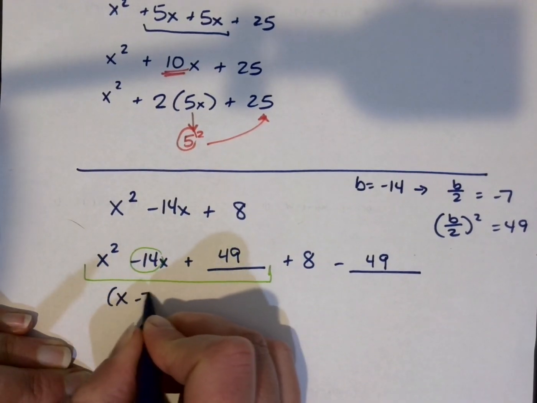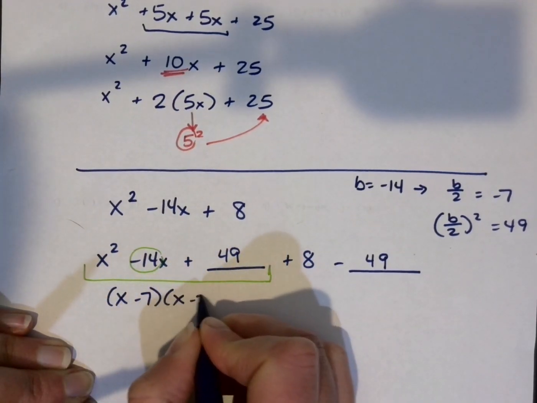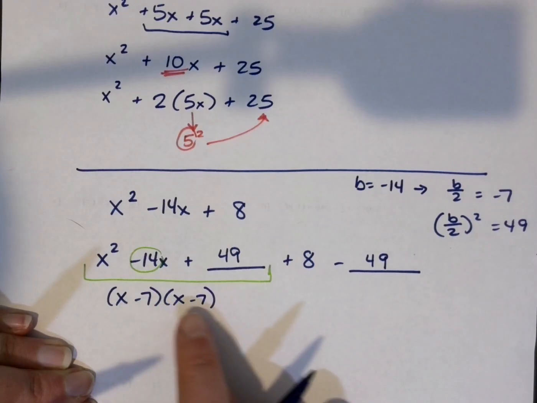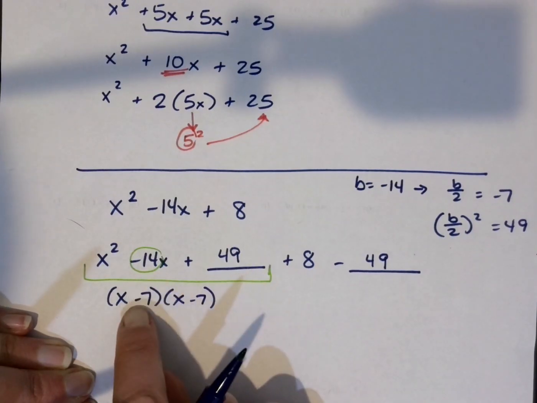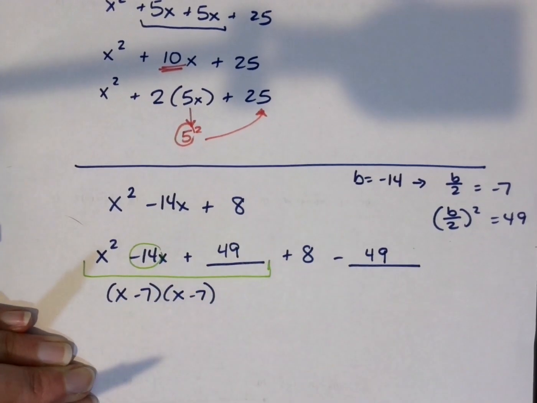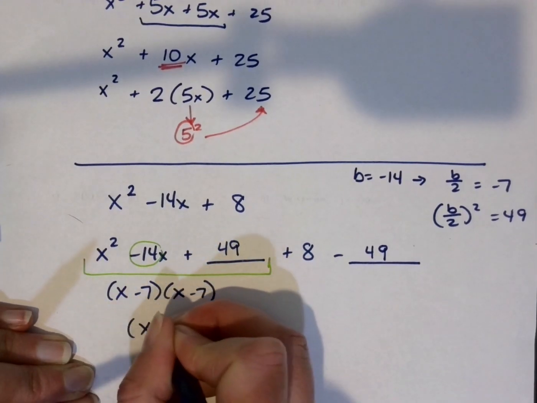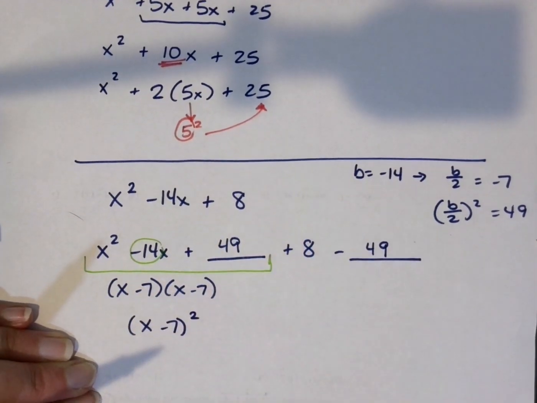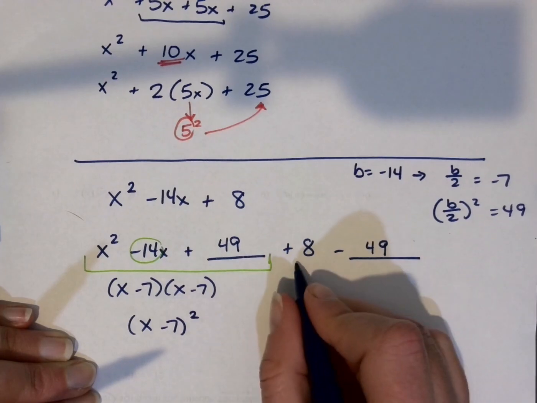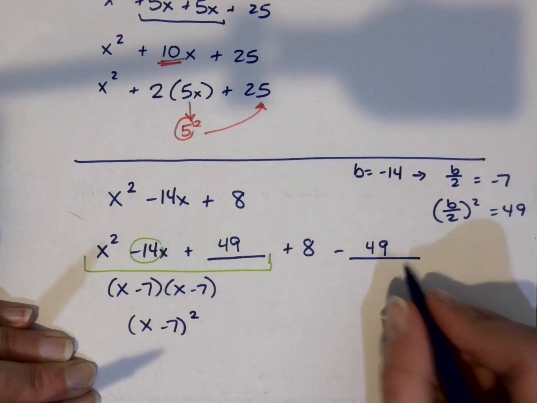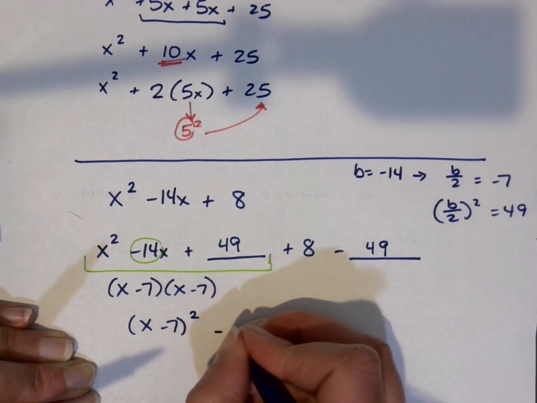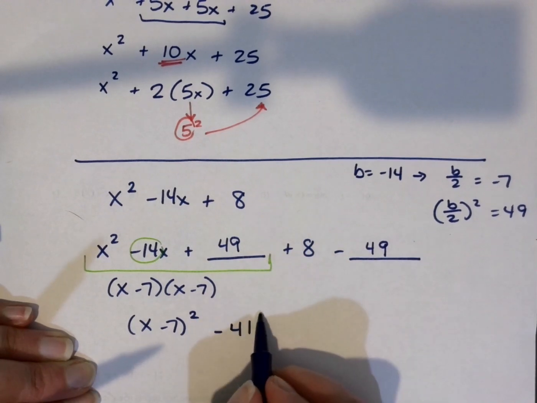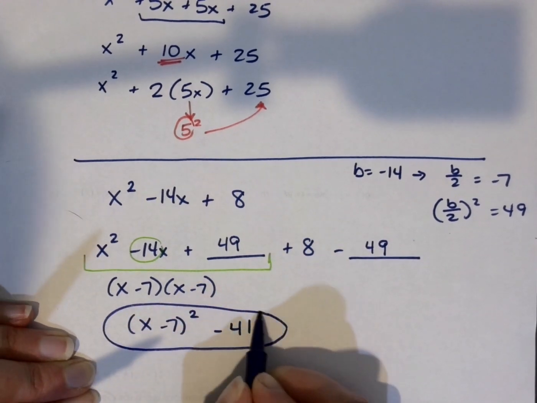So we're going to do (x minus 7) times (x minus 7). Negative 7 plus negative 7 is negative 14. Negative 7 times negative 7 is positive 49. That's the same thing as (x minus 7) squared. And then over here, our 8 minus our 49 would give me a negative 41. And now we have this expression in completed square form.